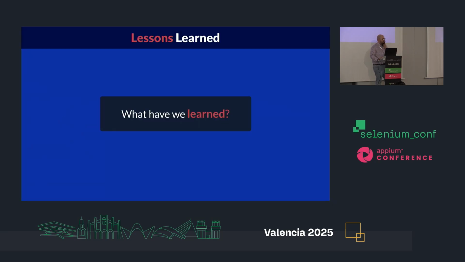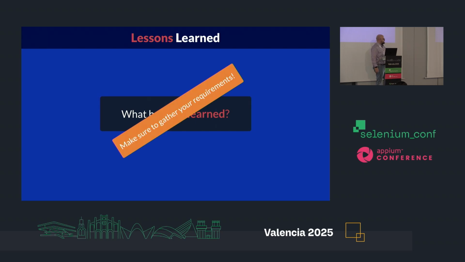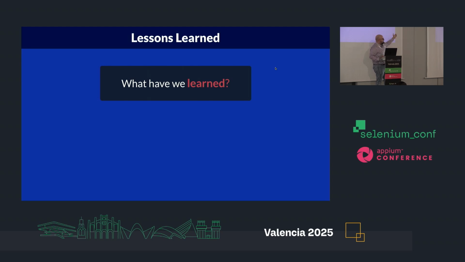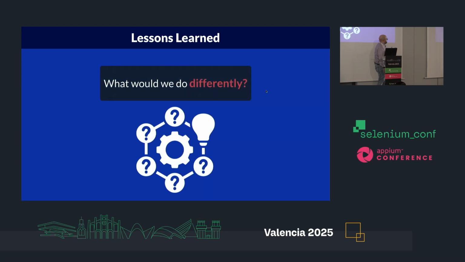So, what did we learn? Well, we learned that you should gather your requirements. That's it. Thanks everybody. But in actuality, that isn't a very useful question, like what have we learned? What is a more useful question is what would we do differently?